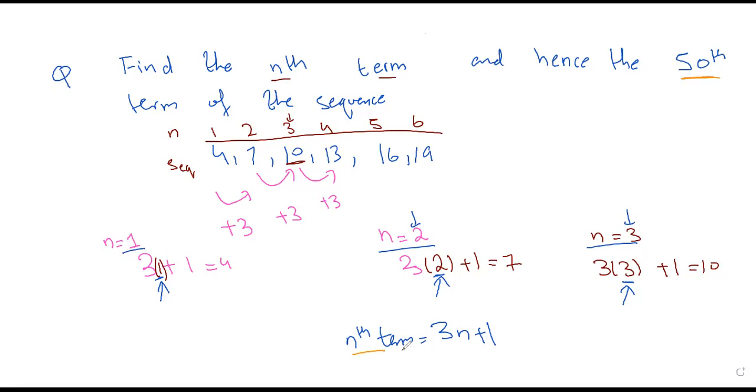So when we have the nth term, we can easily find the 50th term. How? If the nth term is 3n plus 1, the 50th term would be 3 into 50 plus 1. That would be 3 into 5 is 15. We have 0. That would be 150 plus 1. So 151 would be the answer, right? So is this thing clear? Yes, ma'am. Okay. All right.